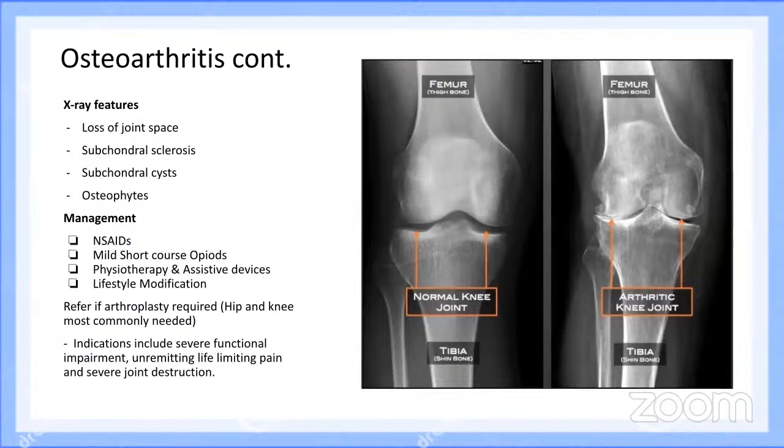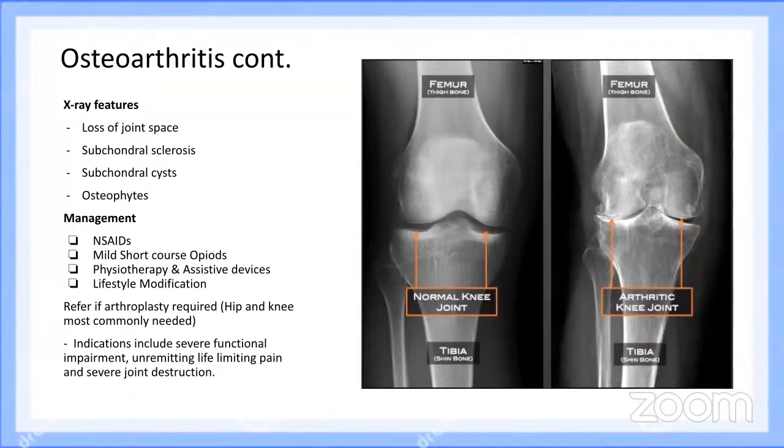There are 4 classic features associated with osteoarthritis, and we have an X-ray here of a knee. It's important to identify whether there's loss of the joint space, whether there is development of subchondral sclerosis or cysts, and whether osteophytes have formed in or around the joint.